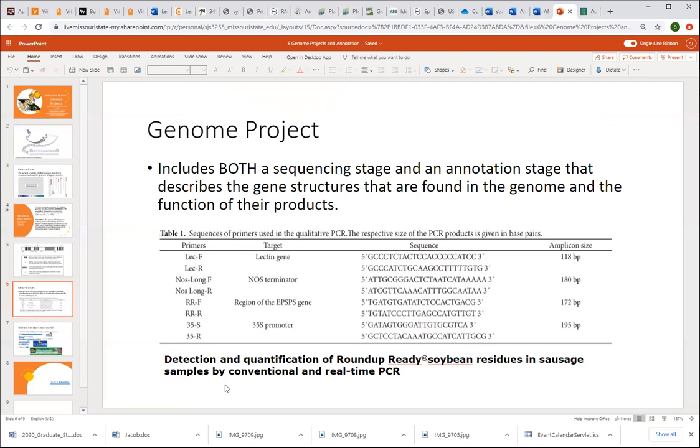So here's an example: detection and quantification of how much, right, of Roundup Ready soybean residues in sausage samples by conventional and real-time PCR.